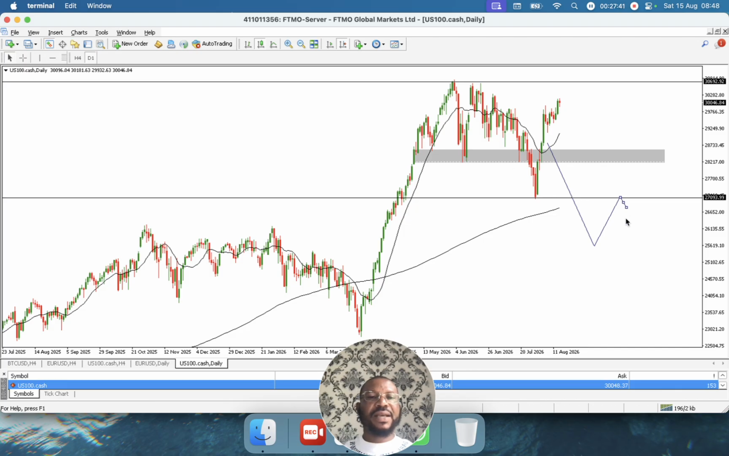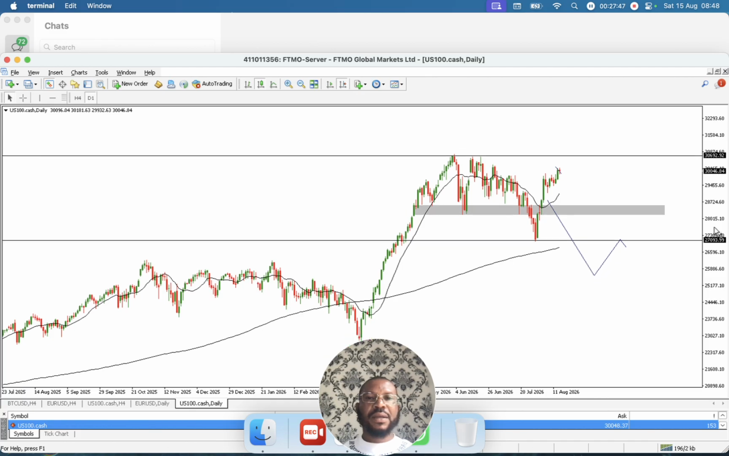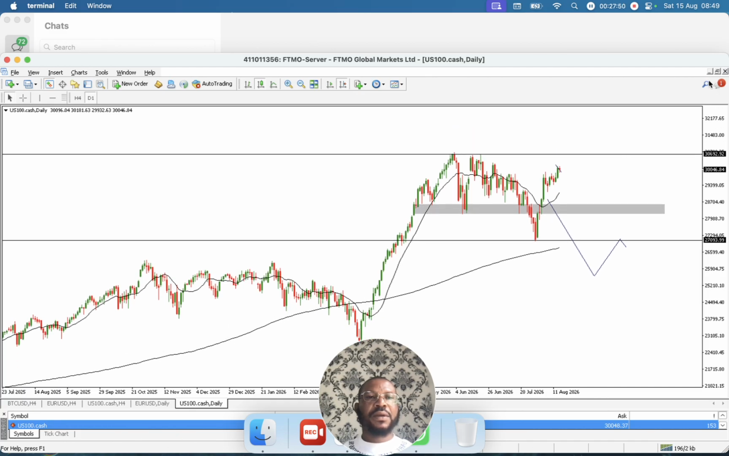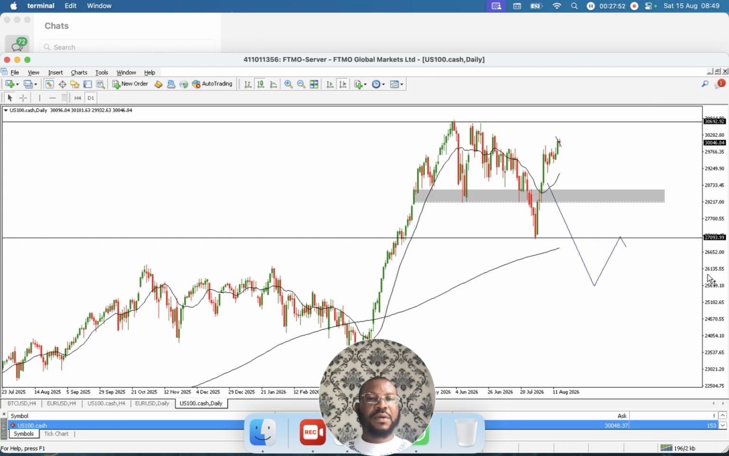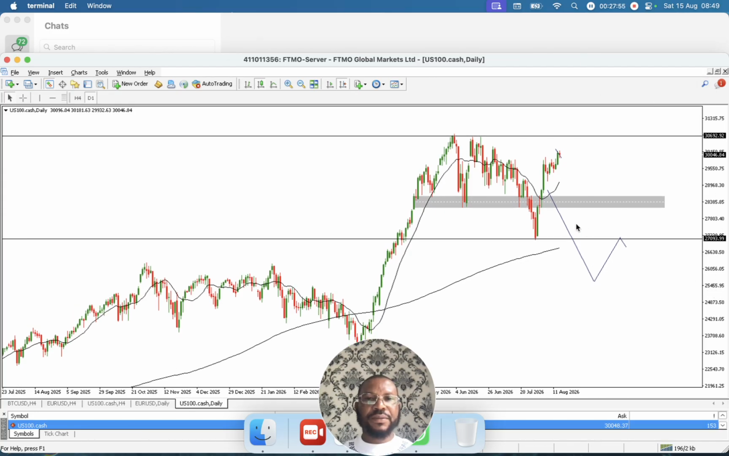Or if the market gets to this resistance area, and fails to close above, it gets here and stops, and the sellers come in from here, I'll look for a sell from here.